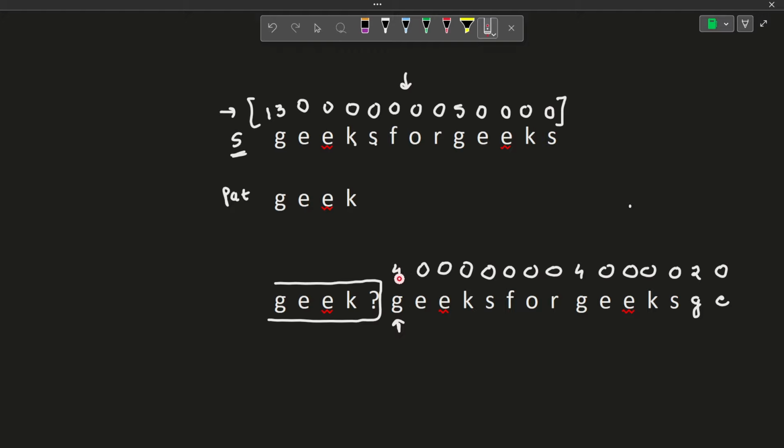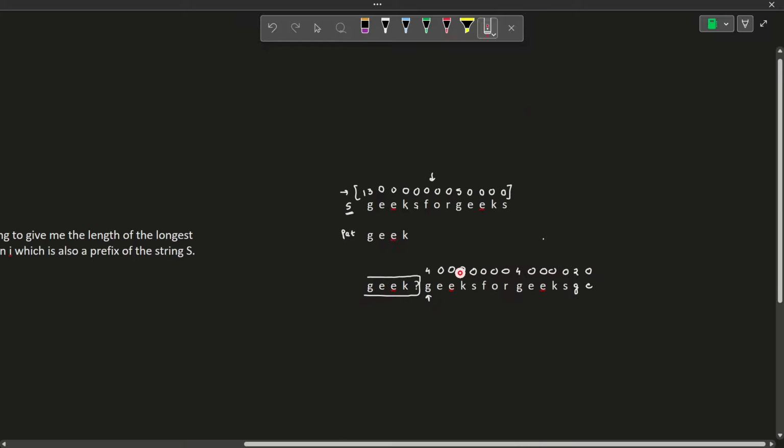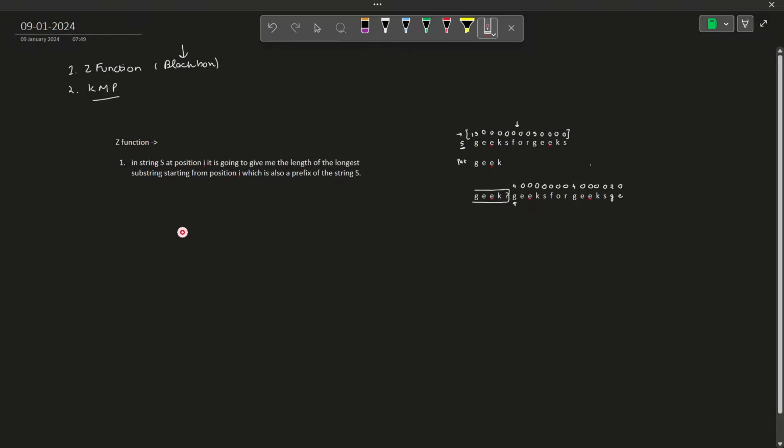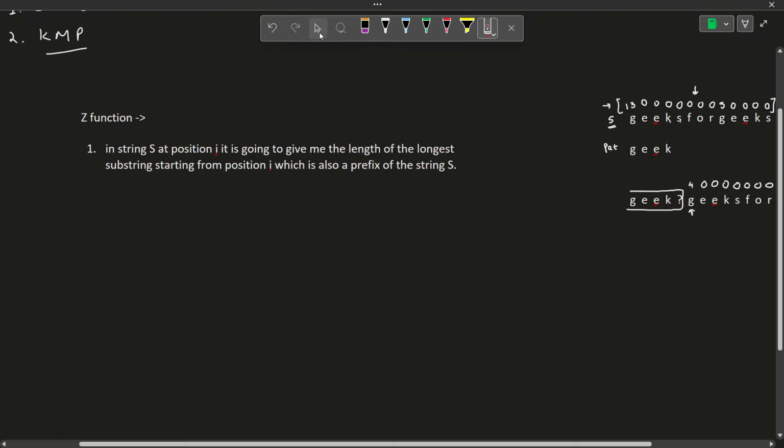Again, I'm telling you that we are taking this particular 4 because 4 is the size of the pattern, and we have realized that there is a string starting from this particular position that is also present in the prefix of the string. And what is present in the prefix of the string? The pattern that we wanted to find, right? So if this is equal to the size of the pattern, that means we have found the pattern itself. So this is how we can take care of all the indexes. So this was all about the z function. So what does KMP do, right? Let us talk about KMP as well now.